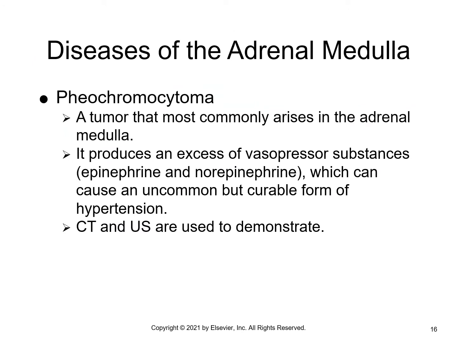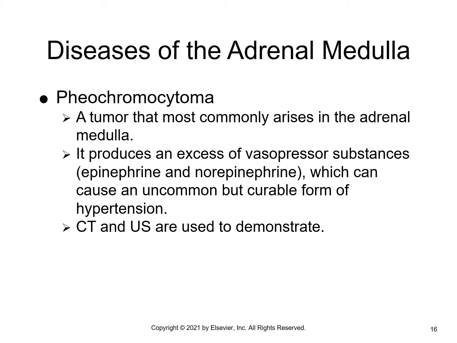That brings us to the inner component of the adrenal glands, called the adrenal medulla. One of the more common malfunctions or diseases of the adrenal medulla is called pheochromocytoma. This is where a tumor that's mostly in the adrenal medulla develops, and it causes an increased release of vasopressor substances, epinephrine and norepinephrine. These can cause uncommon but curable forms of hypertension.